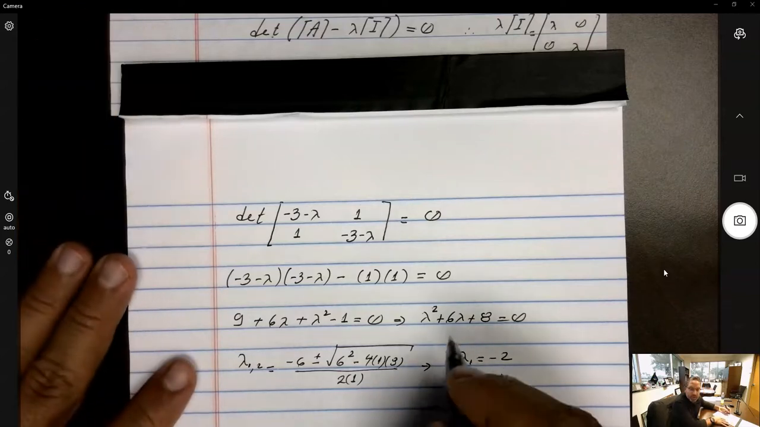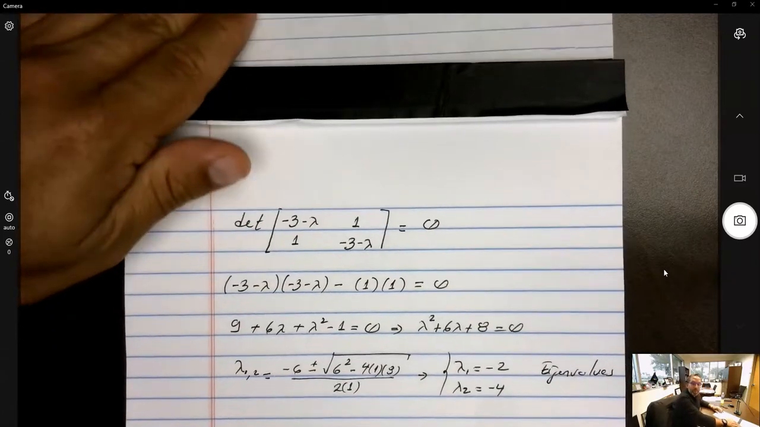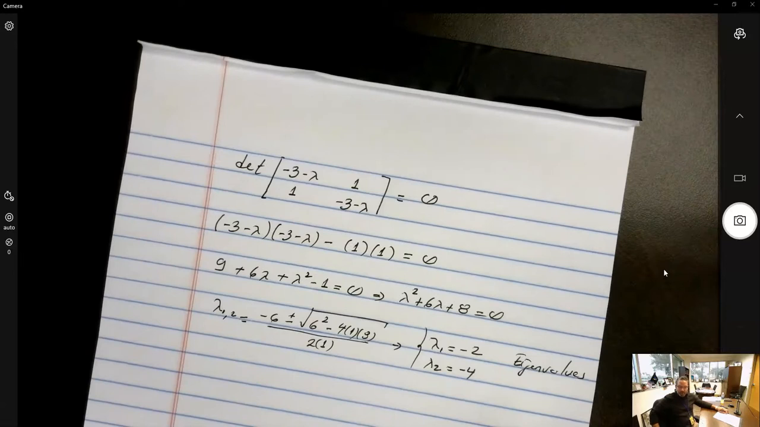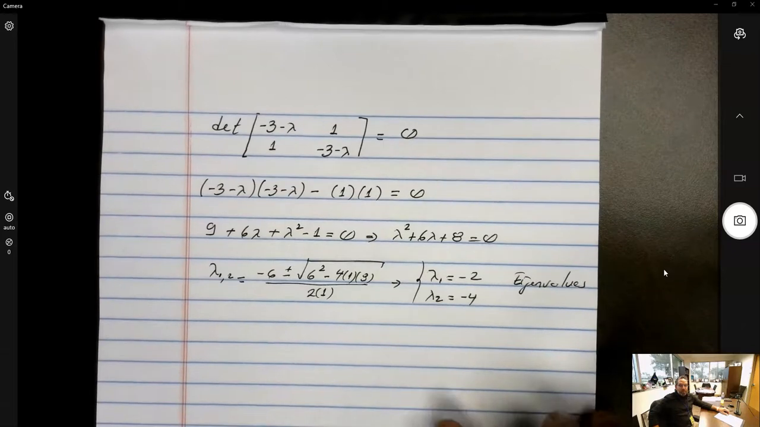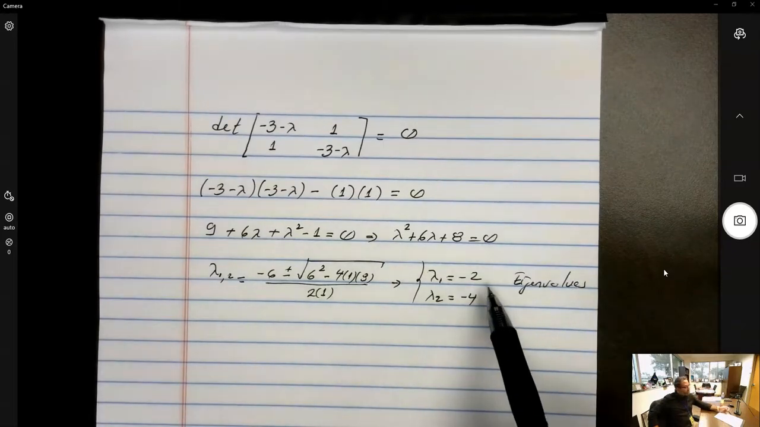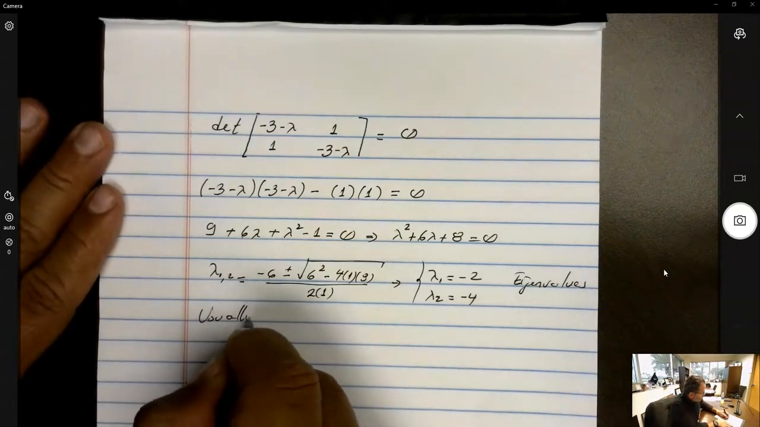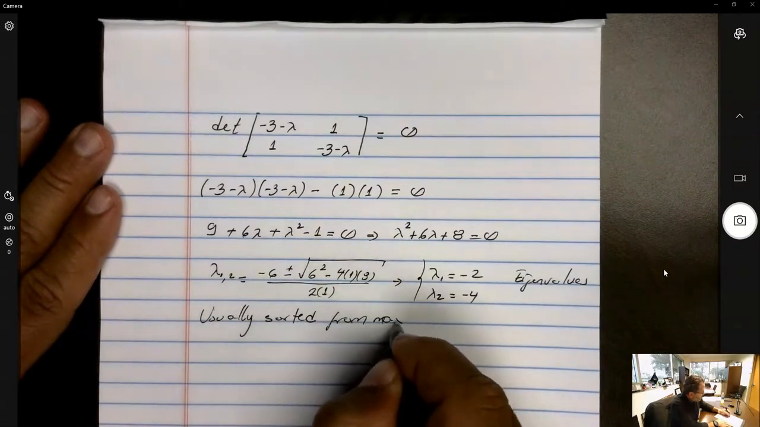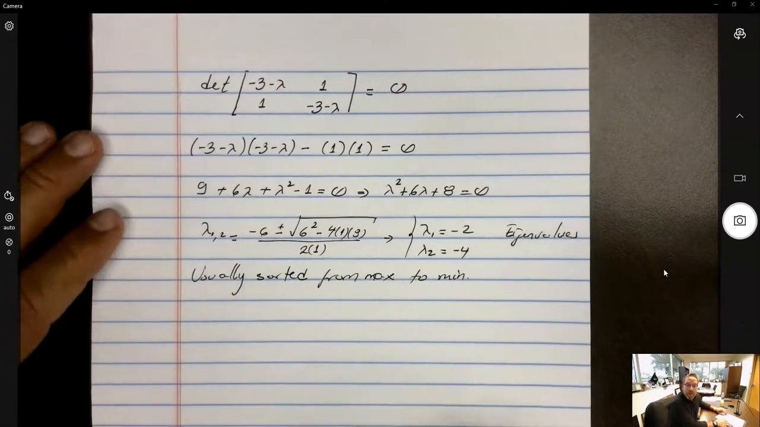These are the eigenvalues. Usually, because of convention, it's appropriate to order them in descending order. As you can see, the largest number, not in magnitude, but the largest number in real terms, is the first eigenvalue. So this is usually sorted from max to min, as shown in this case. All right, so we have the two eigenvalues.